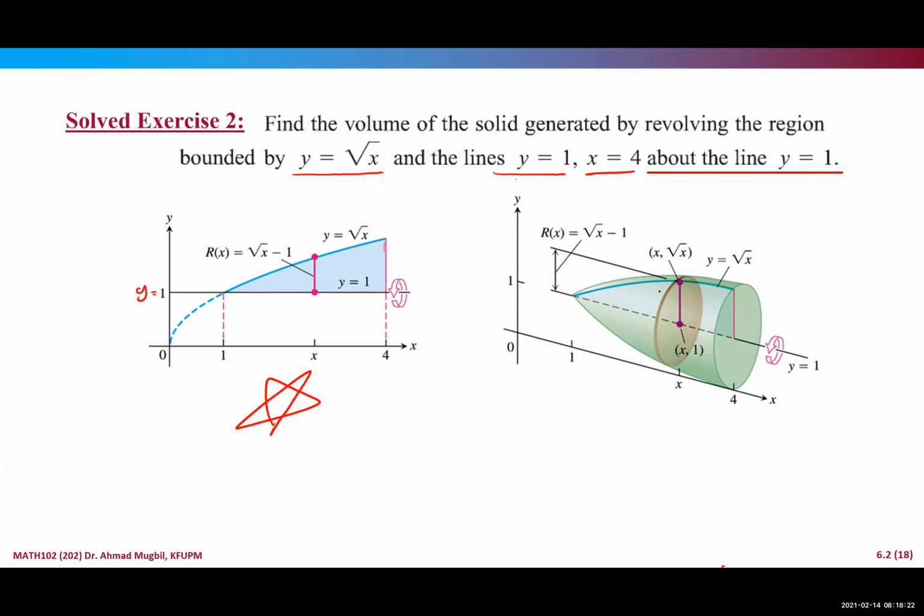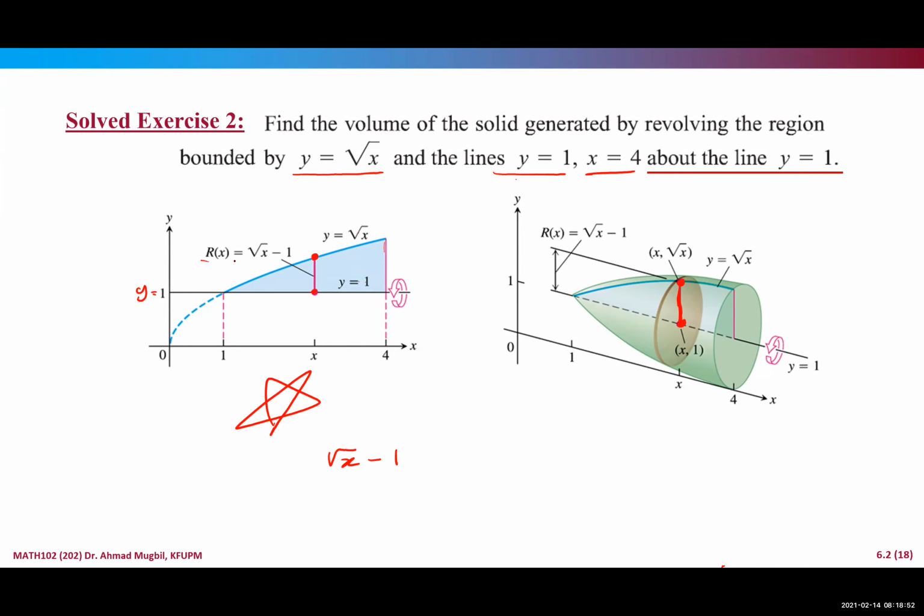It is a disk. The cross section is a disk. Now your task is to find the radius of this disk. The radius of this disk will be the length of this line segment. This line is the radius, and this line, in fact, is just the distance from this point to this point. Again, at this point, y is equal to square root of x. At this point, y is 1. So the distance will be what, guys? Square root of x minus 1.